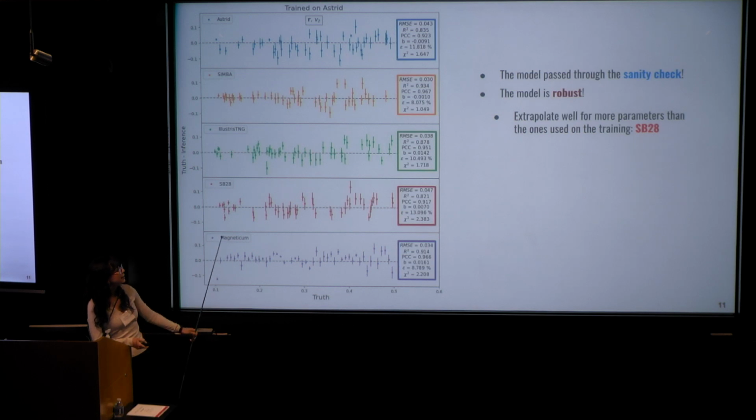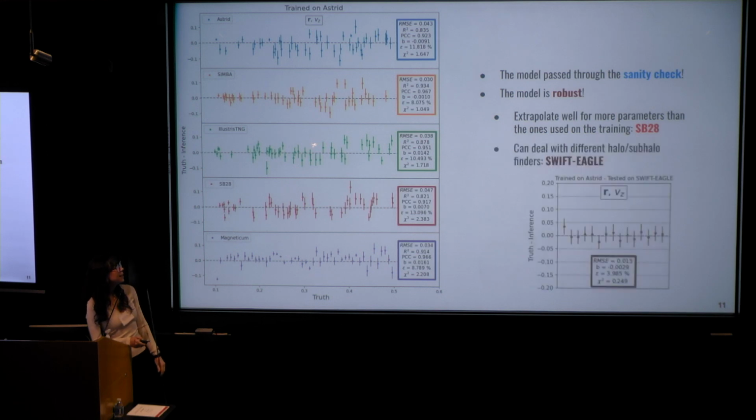So the highlights that I would like to mention here are, first, that this model is able to extrapolate for SB28. And remember, the model was trained on Astrid. So the model has never seen variations for these other 22 parameters, and yet it is able to do these extrapolations as well. And then we can highlight the predictions for Swift-Eagle. This is working even when we change the way that we're finding the halos and subhalos.